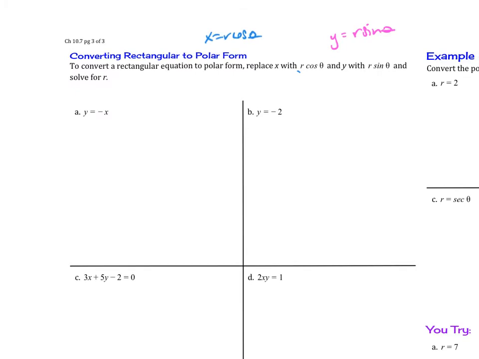And let's try this example. y equals negative x. So y, we know, is r sine of theta. Then we have that equals negative, and then x. x, we know, is r cosine of theta. And so what we want to do is solve for r. So let's go ahead and divide by cosine theta first.